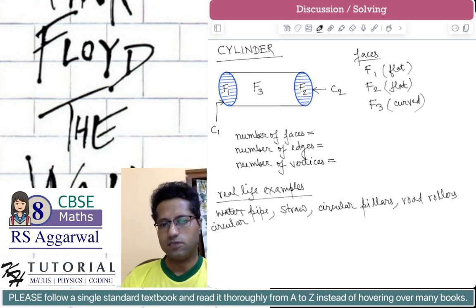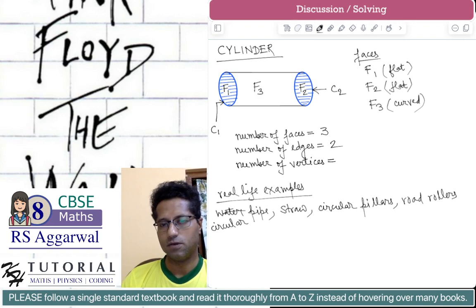So how many faces are there in a cylinder? There are two flat faces and one curved face. So there are three faces. Number of edges, there are two curved edges, C1 and C2. In the figure, C1 is indicating the curved edge of the flat face F1, and C2 is indicating the curved edge of the flat face F2. So the number of edges will be 2.